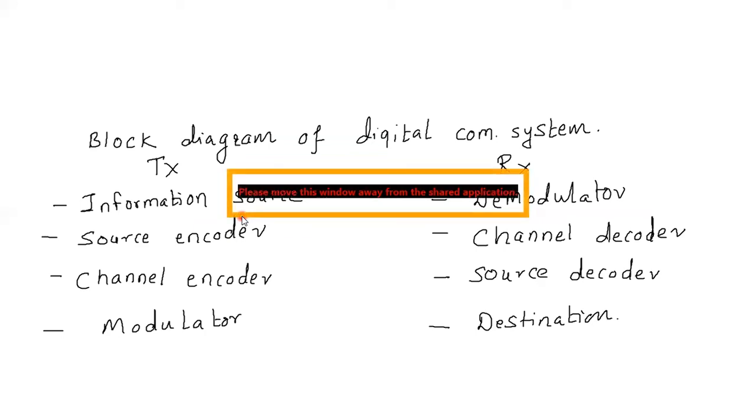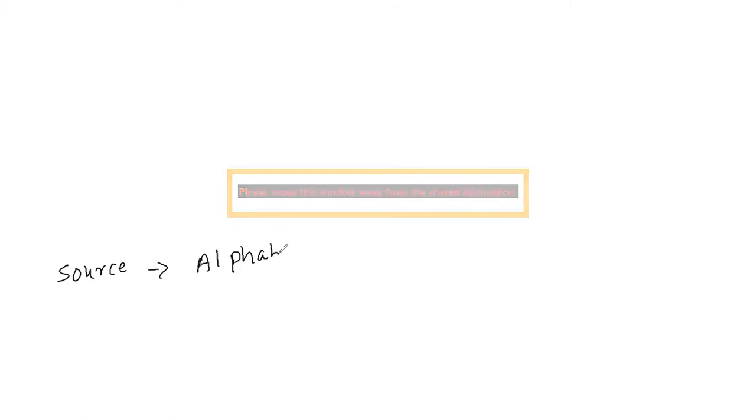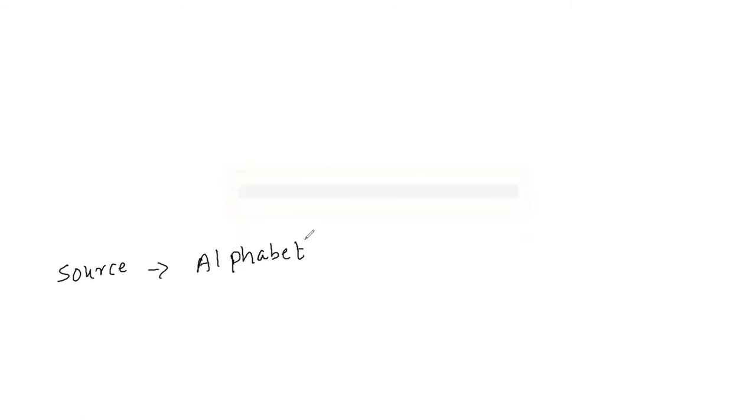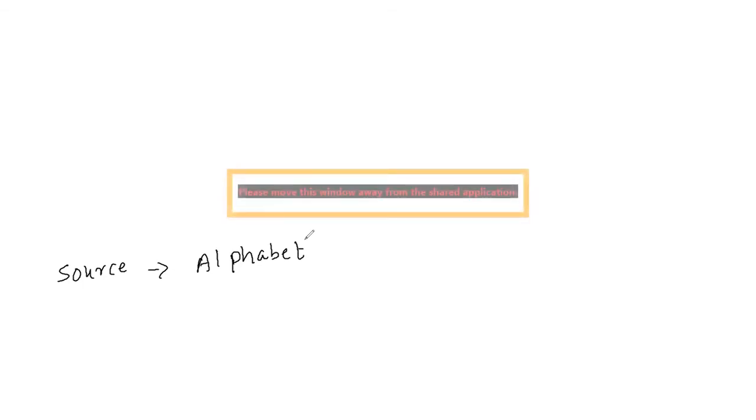So a source may be an alphabet. Let me go to the next slide. A source may be an alphabet, usually consisting of letters, with a space between two adjacent letters, and we can derive the information from the characters available from the information source. Now the next important definition is the symbol rate.